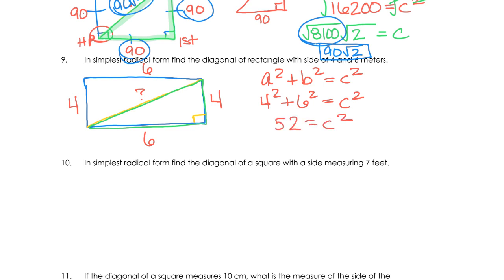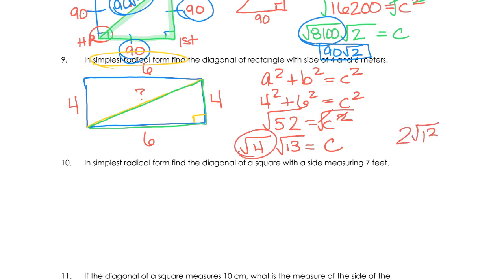And because they said in simplest radical form up here in the directions, when we solve for C and 52 isn't perfect, we'll break it up into a perfect, the largest perfect, don't forget, which is 4. The other number ends up being 13. When we circle our perfect, we end up with our diagonal being 2 square root of 13.